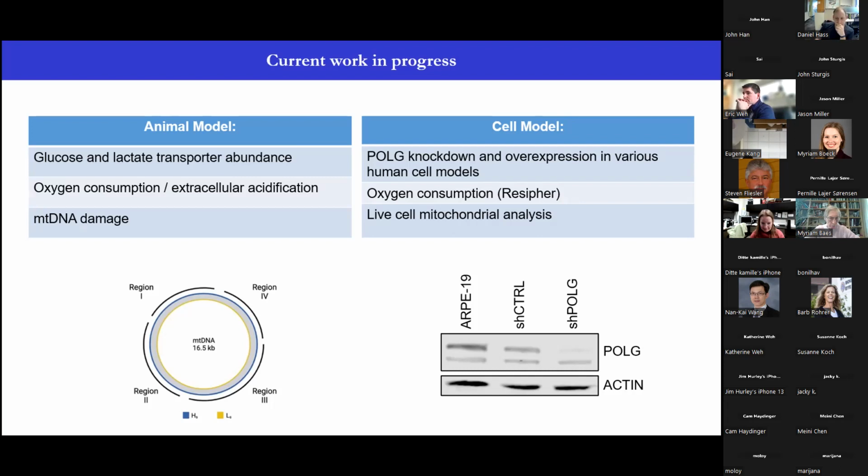Something I really don't have time to talk about today, which is a whole other project, is a cell model of mitochondrial dysfunction where I've knocked down polymerase gamma, and I'm going to overexpress it in various human cell models. The blot I'm showing here is an ARPE-19 model where I knocked down polymerase gamma. We also have plans of doing oxygen consumption assays using the Resipher we have, some live cell mitochondrial analysis and a bunch of other things, but those are probably the key ones.